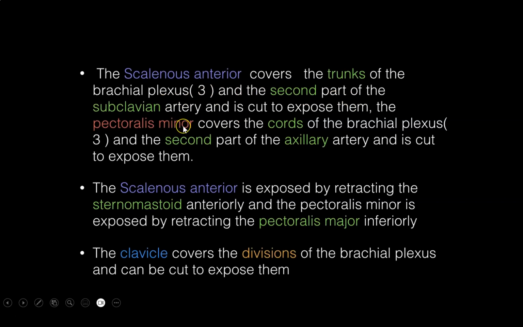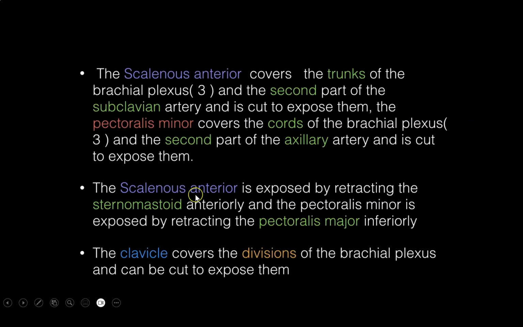The pectoralis minor also covers three cords. The scalenus anterior covers the second part of the subclavian artery, while the pectoralis minor covers the second part of the axillary artery. So, three trunks, three cords. Second part of the subclavian artery, second part of the axillary artery.